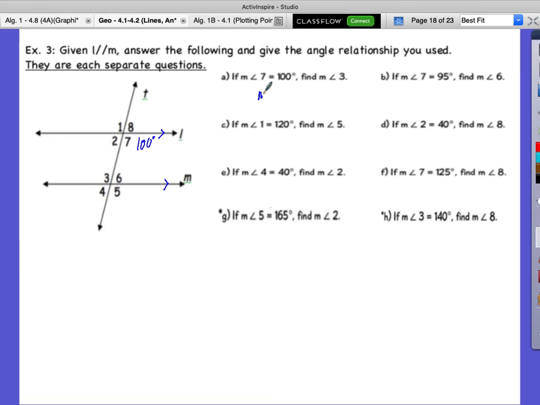Measure of angle 3, and I want us to write it like this: measure of angle 3 would equal 100 degrees. Now I'll put a semicolon to explain, hey, what angle relationship am I using? How did I get there? We have to explain.